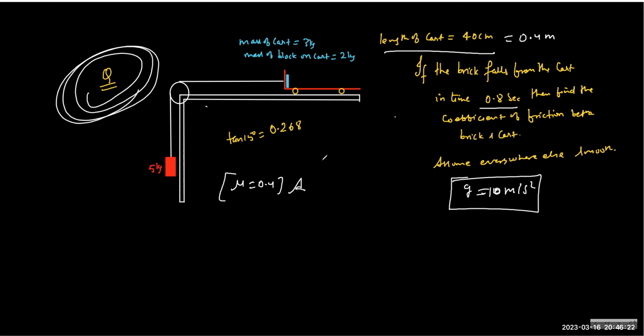So this may come in the integer type also, right? Or numerical answer type, NAT type problem. Okay.